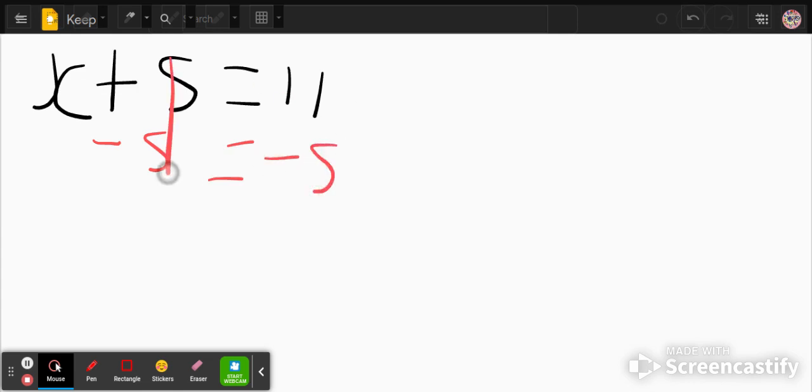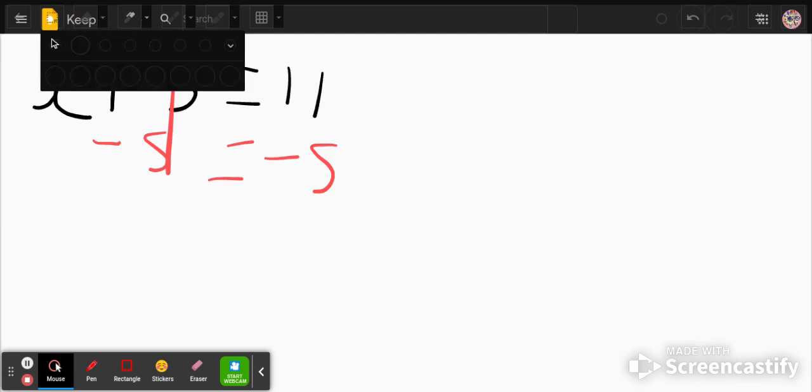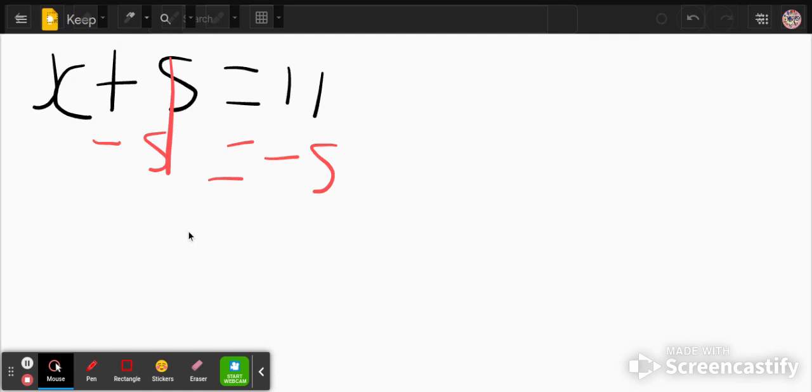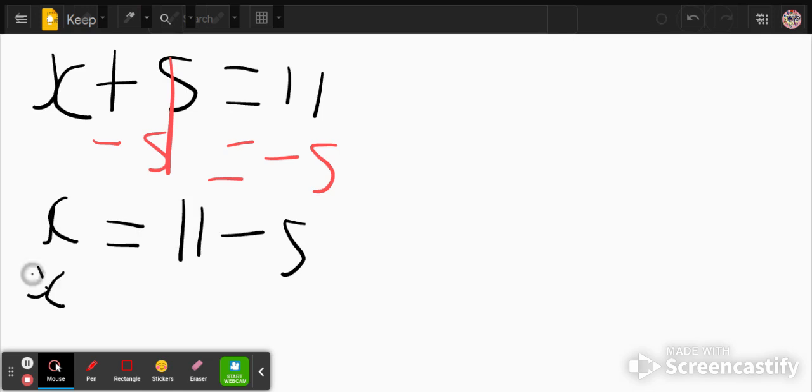So the negative 5 will cancel the positive 5 on the left hand side, right? So now you're left with x is equal to 11 minus 5, and therefore x is equal to 6. And we know this is true because 6 plus 5 will give us 11. So let's do another one.